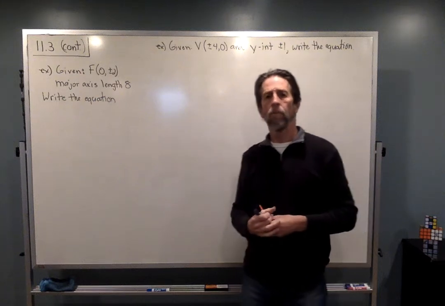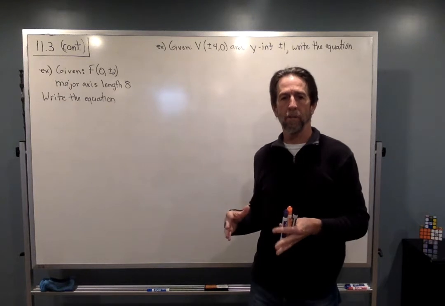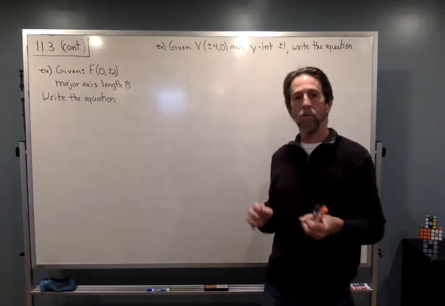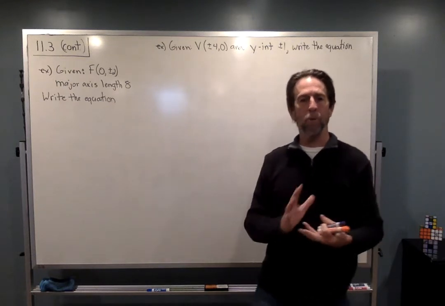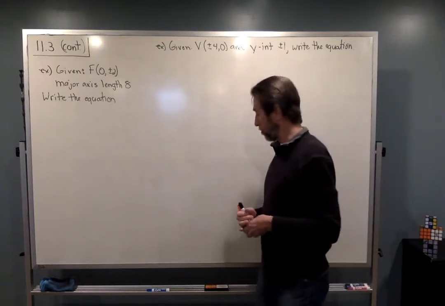Okay, welcome back. With these examples, we are not going to start with the equation and find all the characteristics and graph it. Instead, we're going to be given certain characteristics and work backwards to get the equation. Sketching the graph is still going to help. So let's look at this first one.